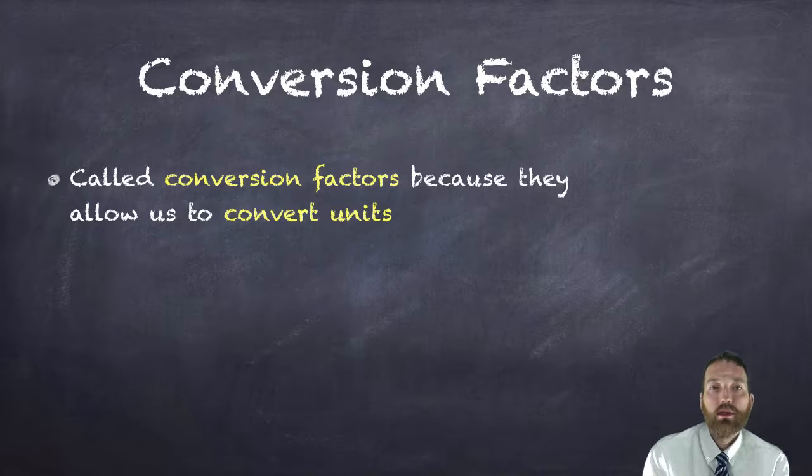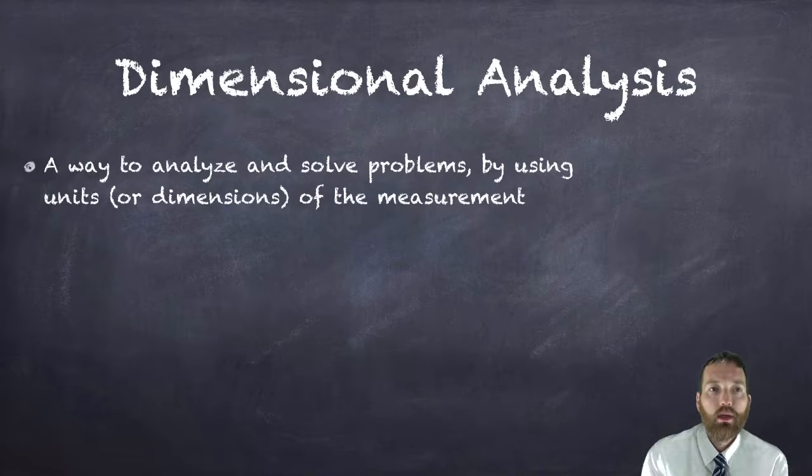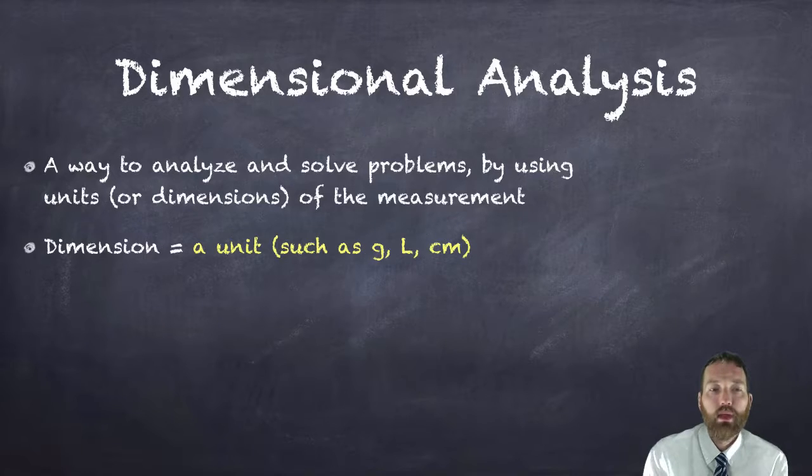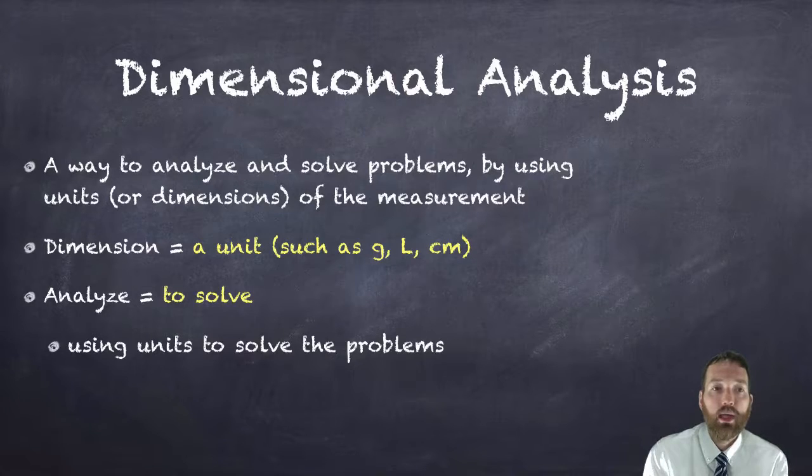Okay, so these things are called conversion factors because they allow us to convert units. But really it's just multiplying by 1 in a creative way to cross off the units I have and turn it into the units that I want. Okay, this type of math has a fancy name. It's called dimensional analysis. It's a way to analyze and solve problems by using units or dimensions for the measurement. So if we break that word down, the dimension means a unit, such as grams, liters, or centimeters. And to analyze something means to solve something. So in a way, we're using units to solve the problems.